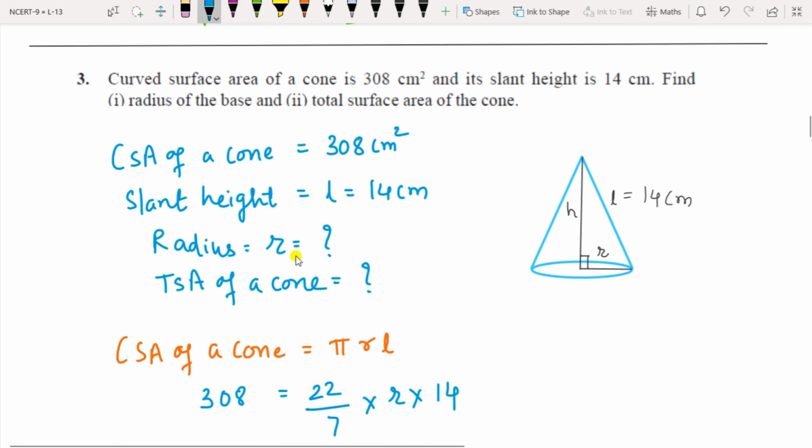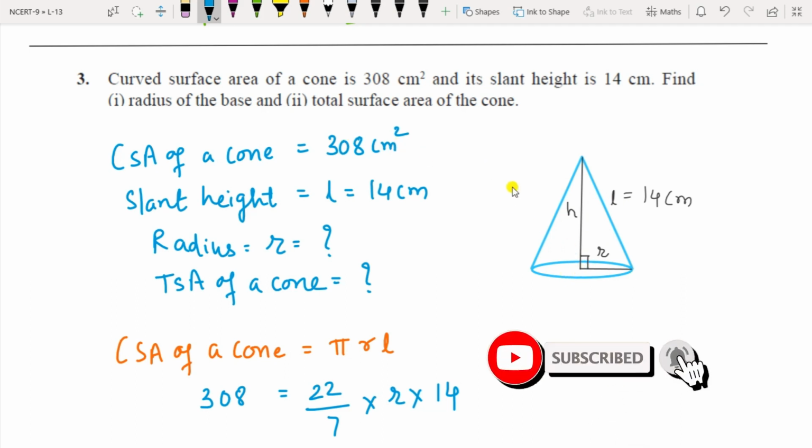Third question: the curved surface area of the cone has been given as 308 centimeters square. What is the curved and total surface area? Till now you must have understood it. Curved means only the curved part, and total surface area means the curved part along with the circular base also. So that is the total surface area for a cone.